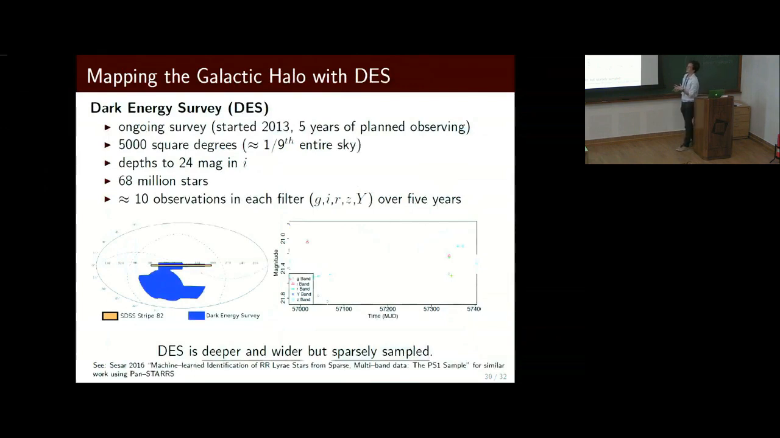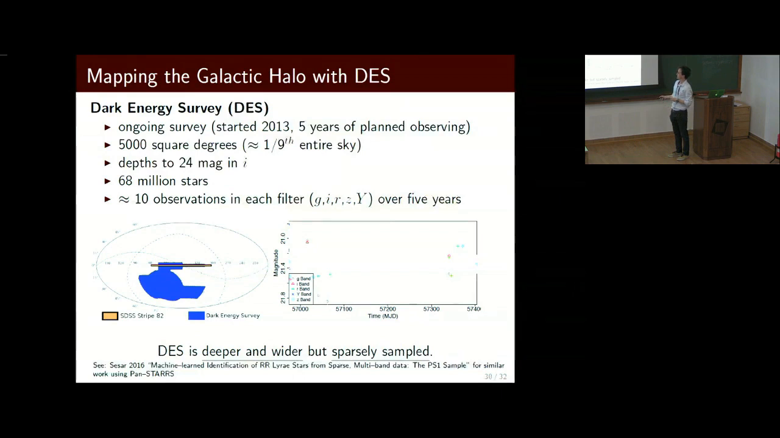There are various groups working on extending Cesar's work to larger regions of the sky. Cesar was just looking at SDSS stripe 82, but for example, the Dark Energy Survey is covering this blue region, much larger than SDSS stripe 82. DES is also going deeper. So potentially we can make these maps of the Milky Way halo over a much larger region of sky. A challenge with DES is that the light curves are extremely sparsely sampled, with only 50 total observations across 5 filters.